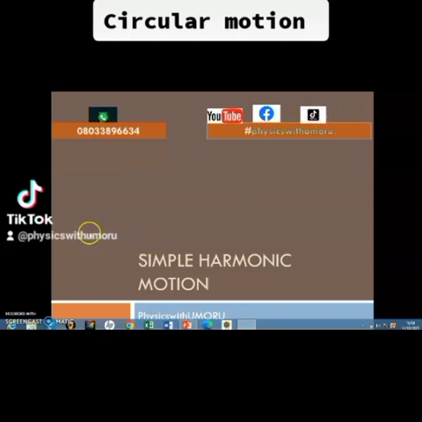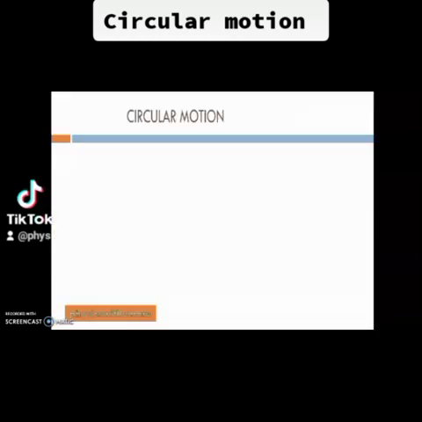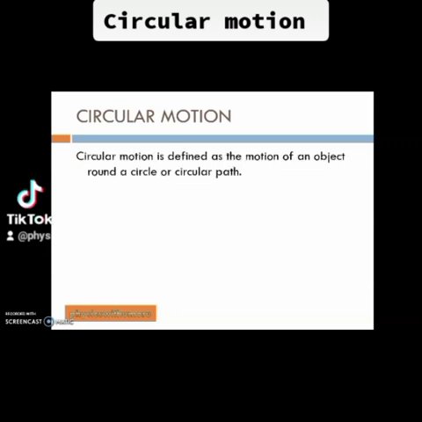Classes. Today we are going to be discussing simple harmonic motion, but before we look at simple harmonic motion, I would like us to first of all look at circular motion. What is circular motion? Circular motion is defined as the motion of an object around a circle or circular path.